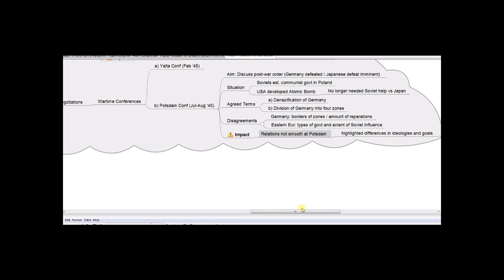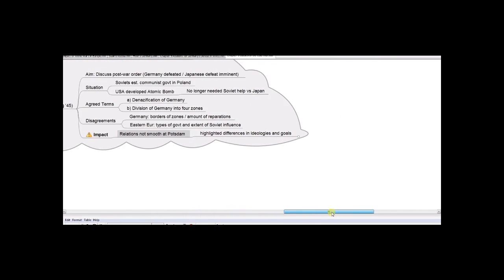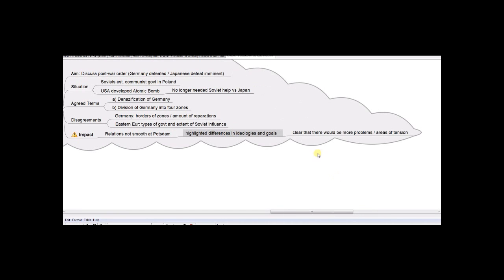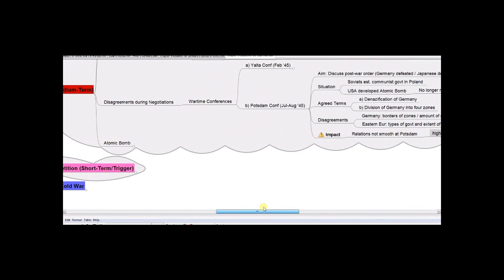And because of these tensions that were clearly seen in Potsdam, okay, it really showed the differences between the two powers, for example, and how they had different goals and different ideologies. I mean, it was very clear by the time Potsdam happened that there would be more problems in the future and more areas of tension would surface in the future.